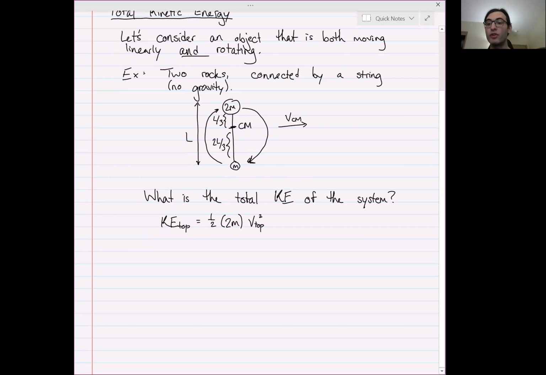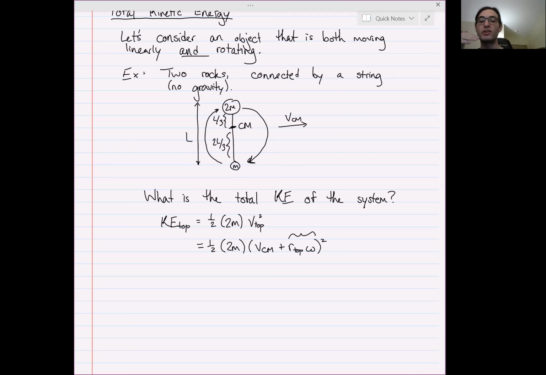Now the top rock is moving at a different speed from its center of mass, because not only is the center of mass moving to the right, the whole system's also rotating. So the top rock has some additional speed to the right. So in particular, this would be 1/2 times 2m times the center of mass speed plus the distance from the center of mass to the top rock, which I'm going to call r top, times omega, quantity squared. Now, the reason this term shows up is because that is the translational speed it has associated with its rotation, right?